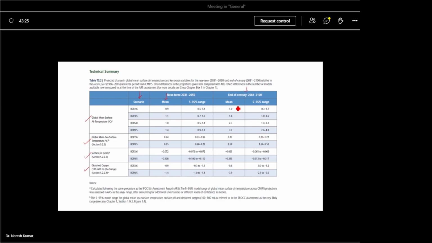And this is what is predicted by 2081 to 2100. You can refer to these values and you will be able to understand what we mean. So these are various scenarios of increasing temperatures. I am talking about this sequence now. Sequence number 1.